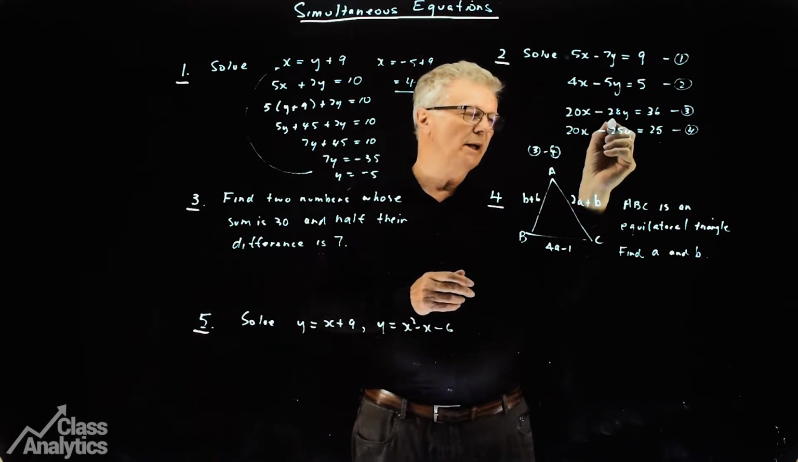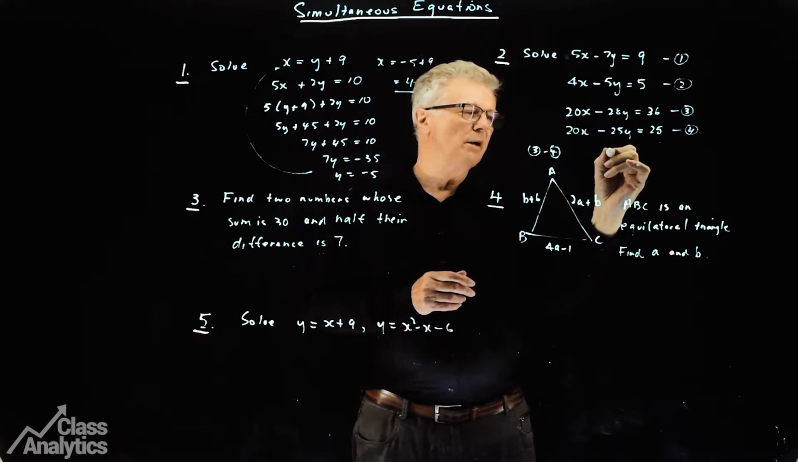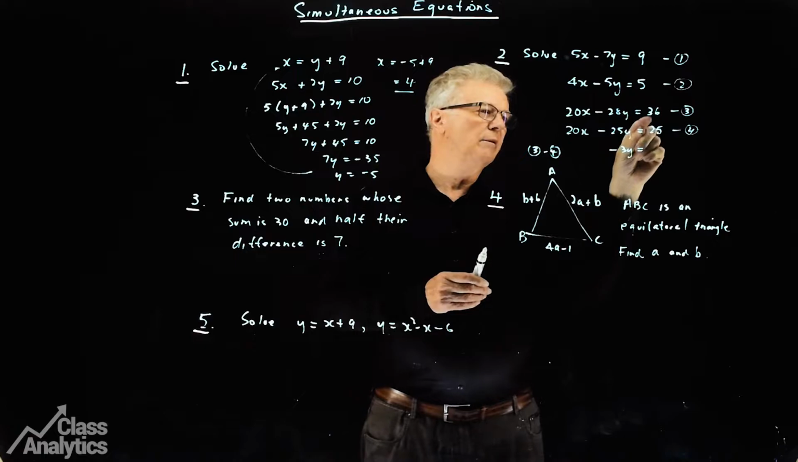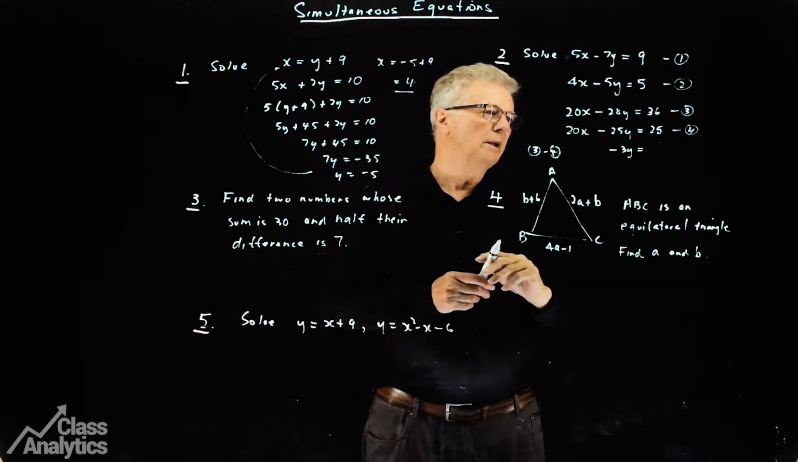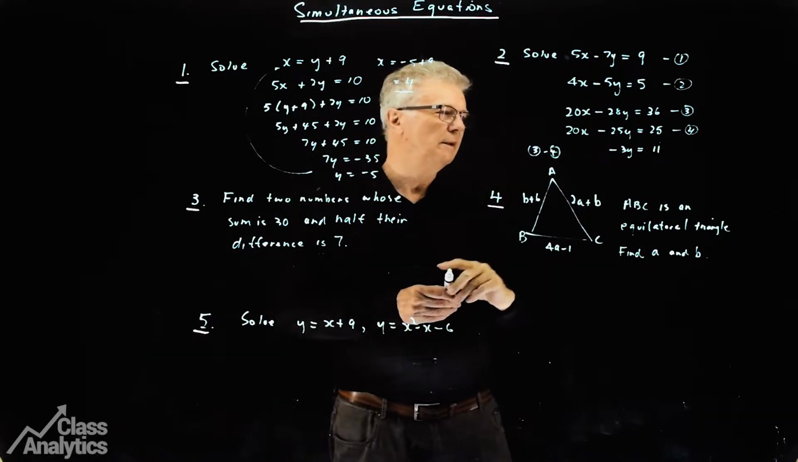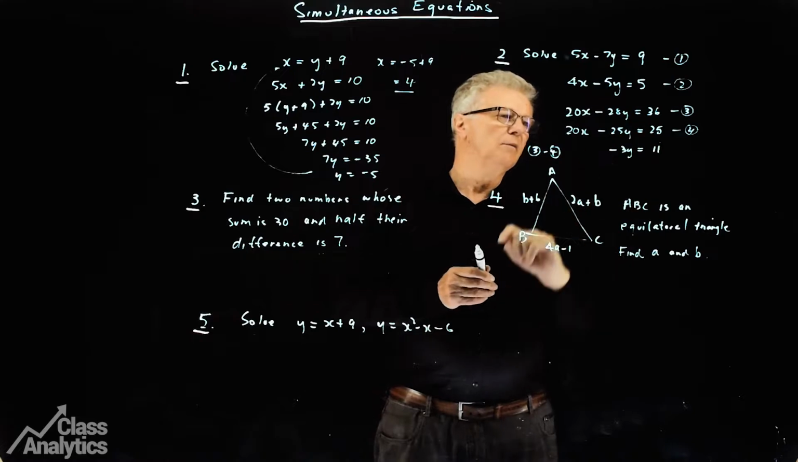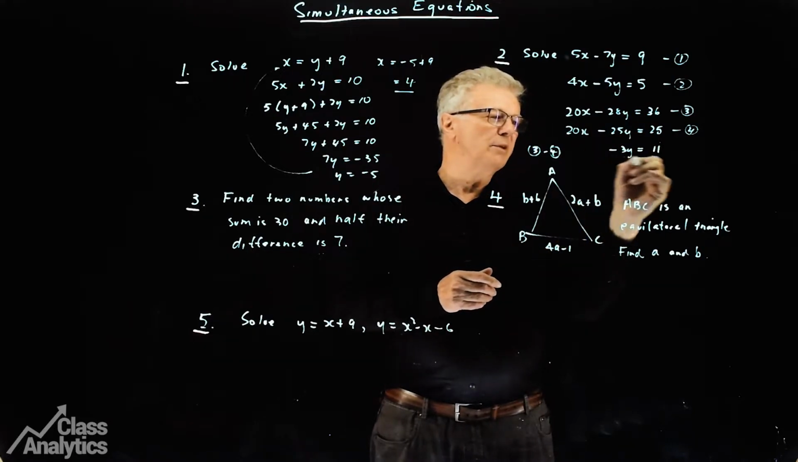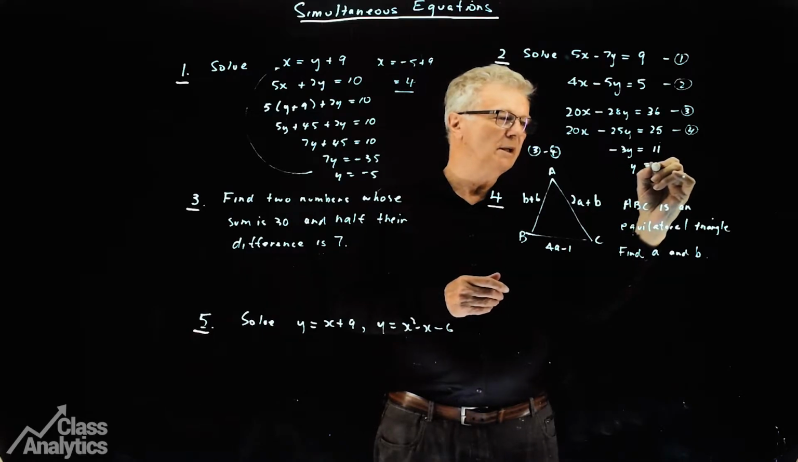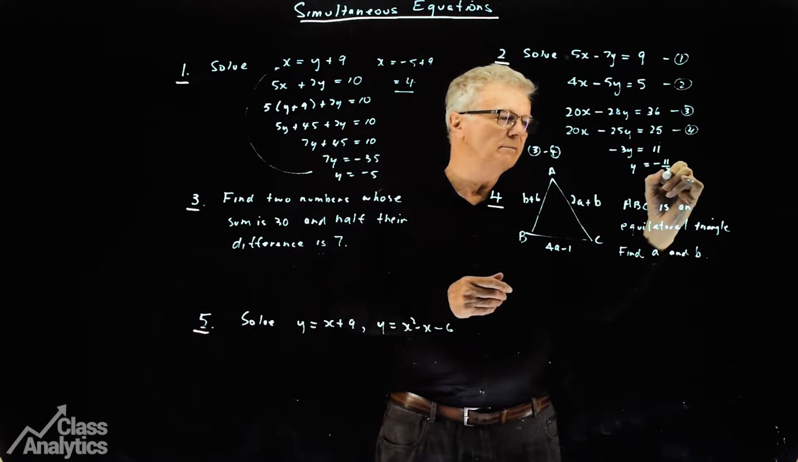It's minus 28 plus 25, that's minus 3y. And subtracting these ones, we're going to get a total of 11. That's rather ugly, isn't it? It would be nice if it was 21. Anyhow, dividing both sides by minus 3, we're going to get y equals minus 11 over 3.